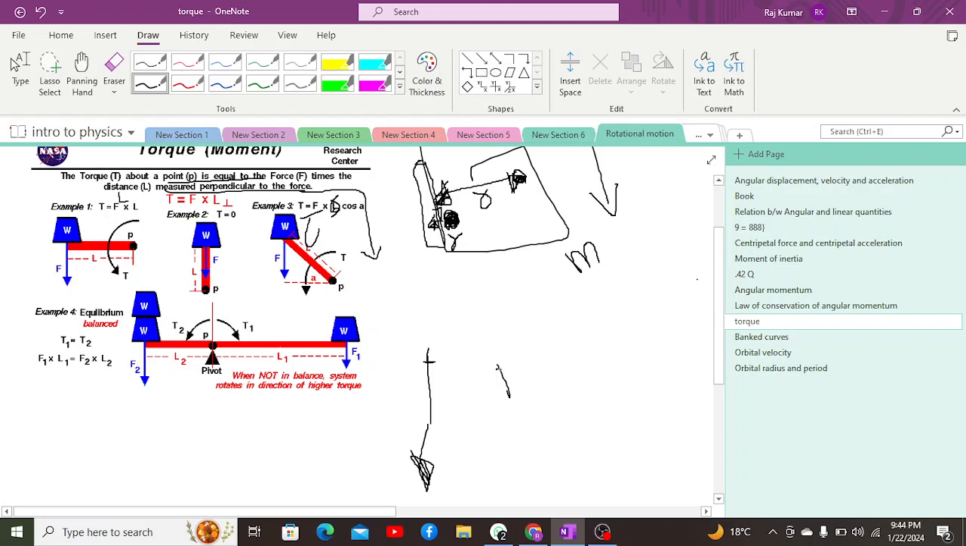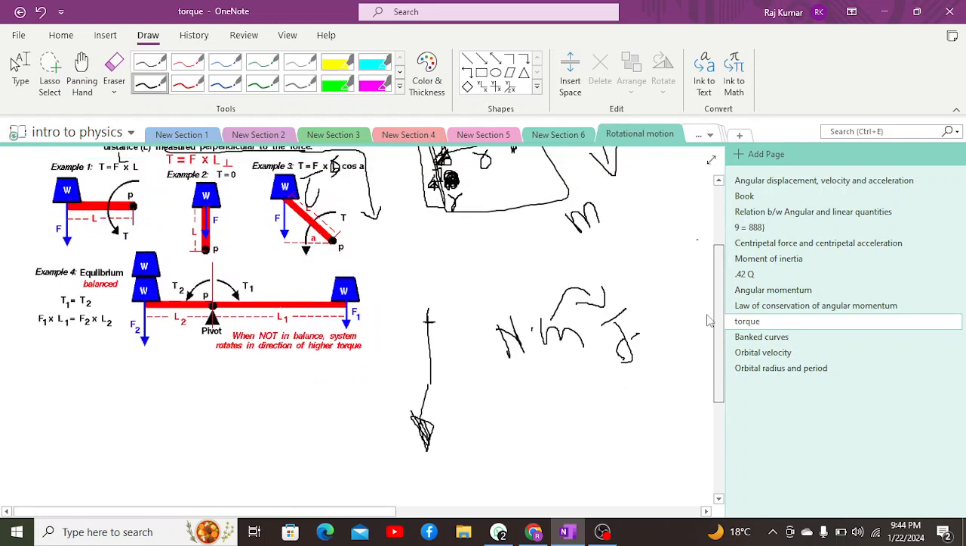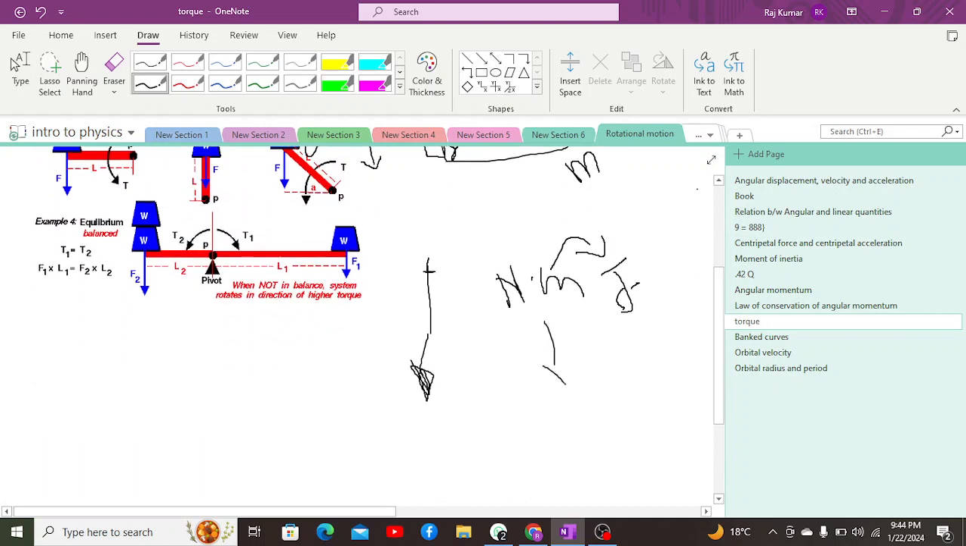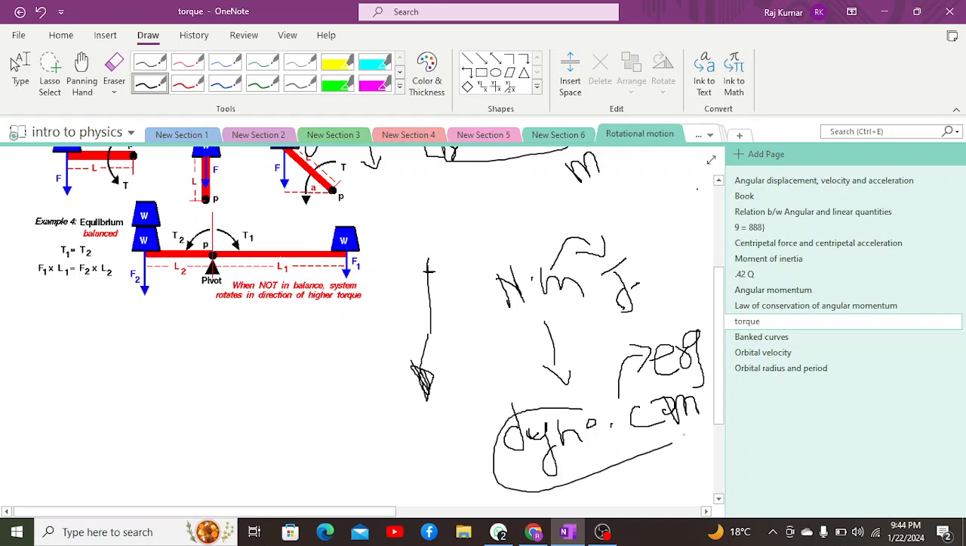The unit of torque: the SI unit is Newton meter. Also, another unit is joule. In CGS we have dyne centimeter. Also erg, but originally CGS has its unit as dyne centimeter.